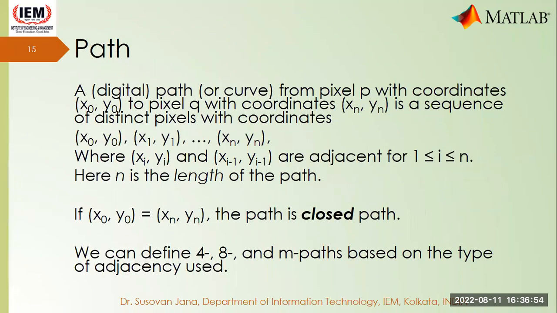Now path. So path is basically generated with the adjacency. We are starting from one pixel, that is say x0 y0 coordinated, and we are ending at a coordinate xn yn. So in between all the adjacent pixels will be the part of path, and if x0 y0 and xn yn are same, then we will say it is a closed path, and path will be changed based on the adjacency what we are taking.